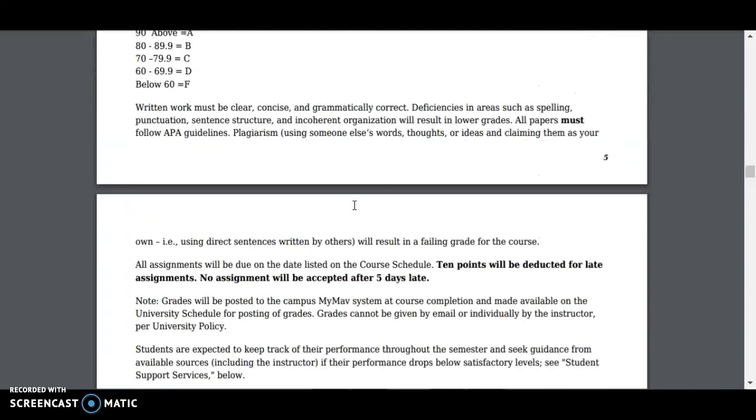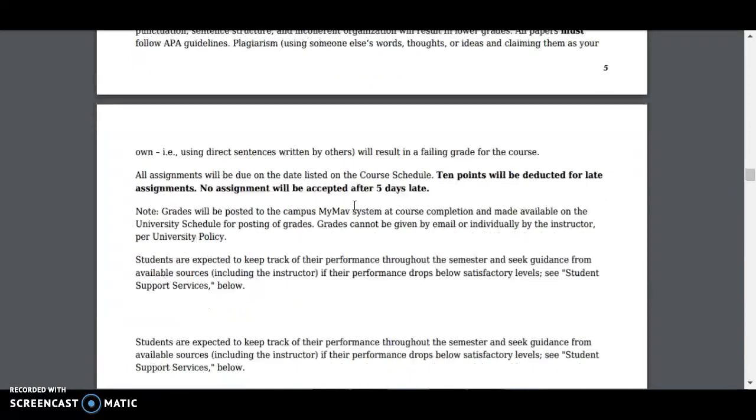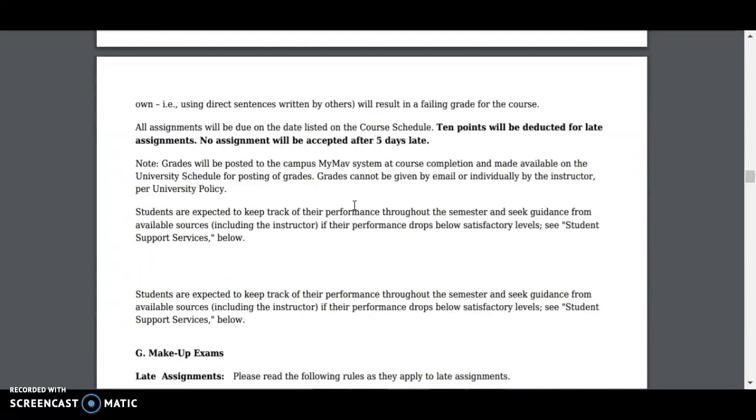Important area here is on late assignments. 10 points will be deducted for late assignments, and no assignment is accepted after 5 days. So they need to be on Blackboard. I do not accept assignments on email unless I have instructed you to do that.